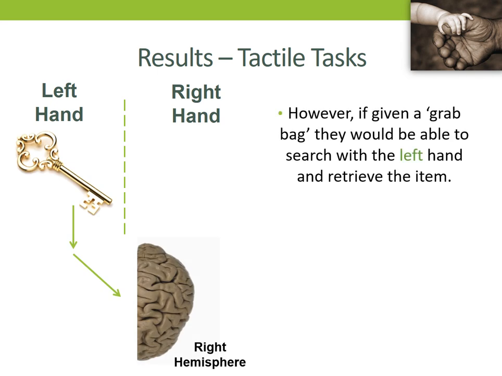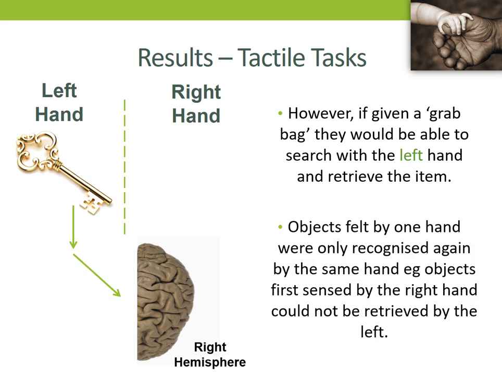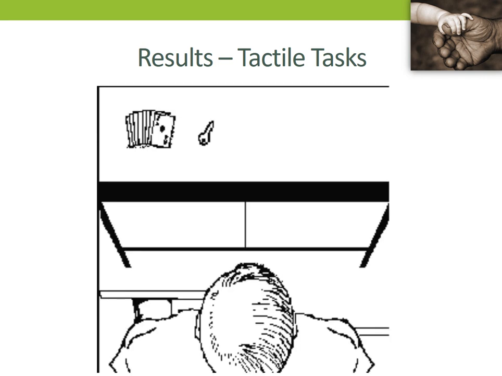However, if I'm given a grab bag, so an object that's got loads of objects in, they would be able to search with the left hand and retrieve the item. So objects felt by one hand are recognised again only by the same hand. Okay, so if I've sent something with my right hand, I couldn't retrieve it with my left hand. I could only retrieve it with my right hand. Okay. So there's an example.